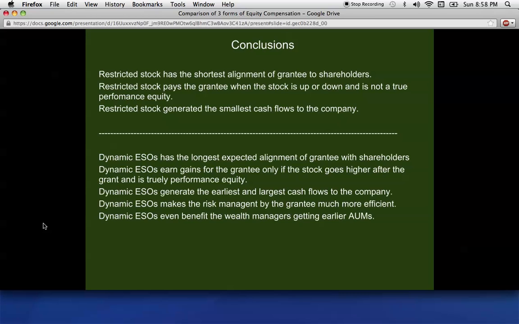Dynamic employee stock options make the risk management by the grantee much more efficient, and it even benefits the wealth managers, getting earlier cash flows and giving them more comfort when they're advising early exercises, because one of the biggest penalties of early exercising, which is the forfeiture of the time value, is no longer there, and therefore the wealth managers can advise early exercise, sell, and diversify without being claimed violating their fiduciary duties.